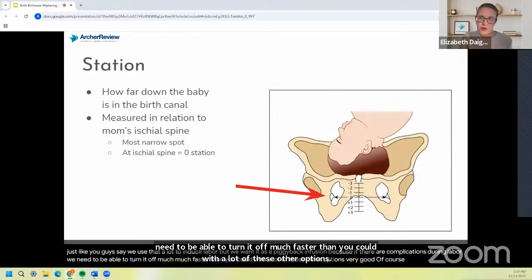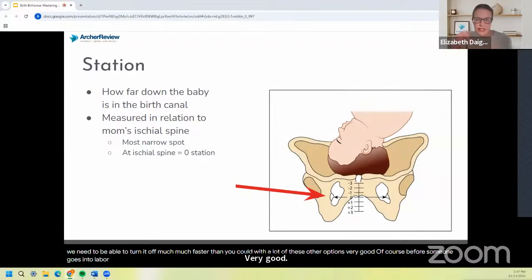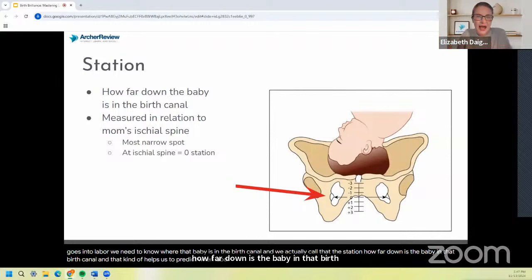Now, of course, before someone goes into labor, we need to know where that baby is in the birth canal. And we actually call that the station. How far down is the baby in that birth canal? And that kind of helps us to predict when labor is going to happen. Now, first of all, you need to find zero station. Zero station is actually where that ischial spine is in the pelvis. It's the most narrow point of the pelvis.